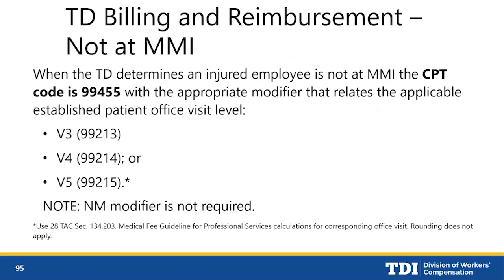So this scenario, similar to the other doctor roles, when your patient is not at MMI, you conduct the exam and you're going to bill 99455. This is a workers' compensation specific exam. And then you're going to choose the level of evaluation and management code that corresponds. So if it's 99213, use the V3. 99214 level, use V4, and so on. And again, this is based on the amount of time that you needed or your medical decision making.